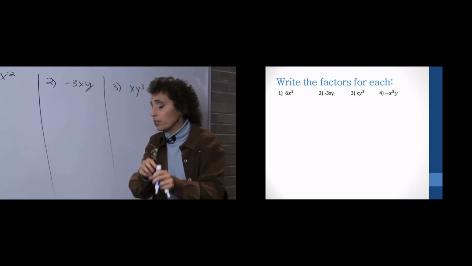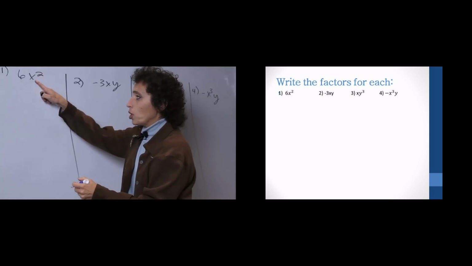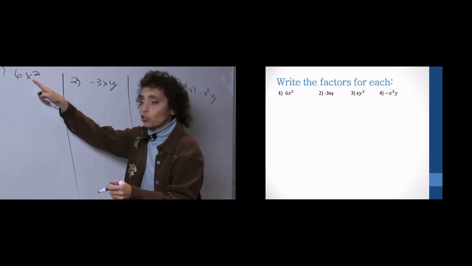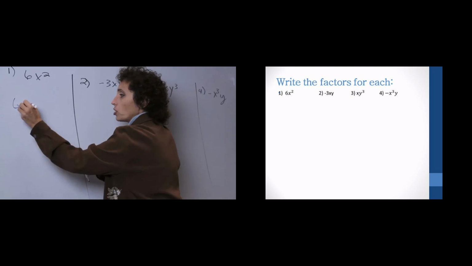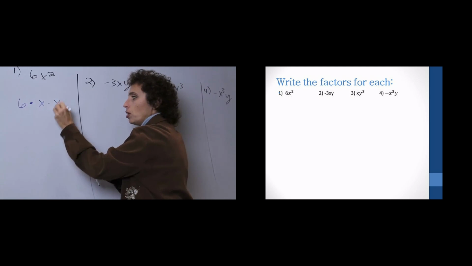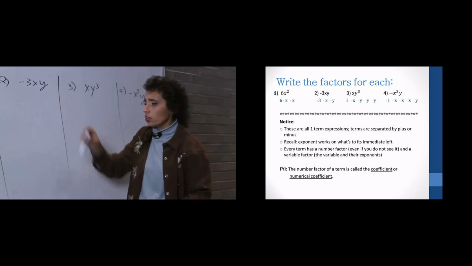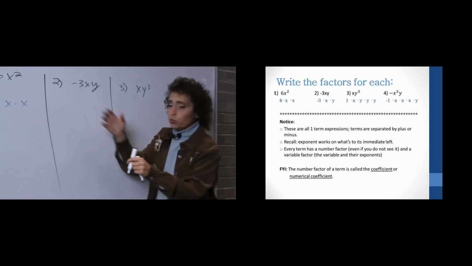I want to make a big deal about the exponent here. Remember, the exponent only works on what's to its immediate left, so what it would fall on. If that 2 falls, it's going to fall on the x. So this is actually 6 times x times x. Okay, here, obviously it's a little simpler because we have no exponent.